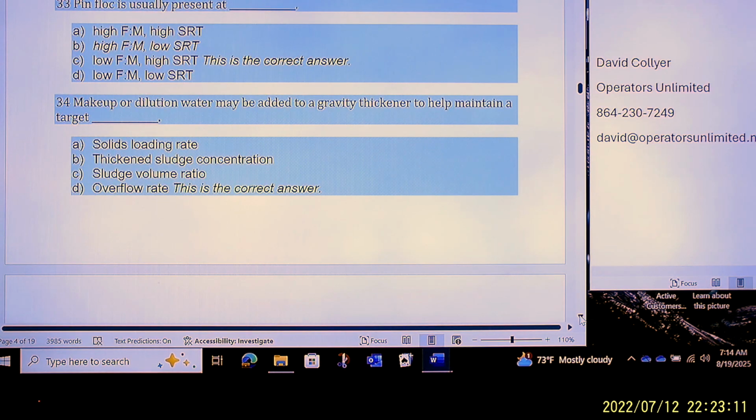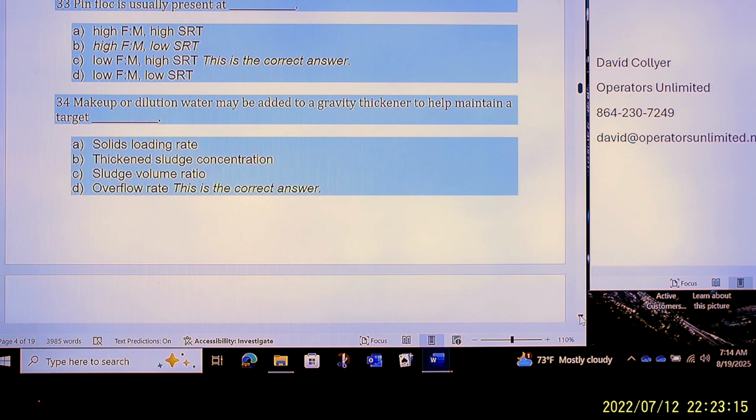Number 33. Pin floc is usually present at A, high F to M, high SRT, B, high F to M, low SRT, C, low F to M, high SRT, or D, low F to M, low SRT. The answer to 33 is C, low F to M, high SRT.